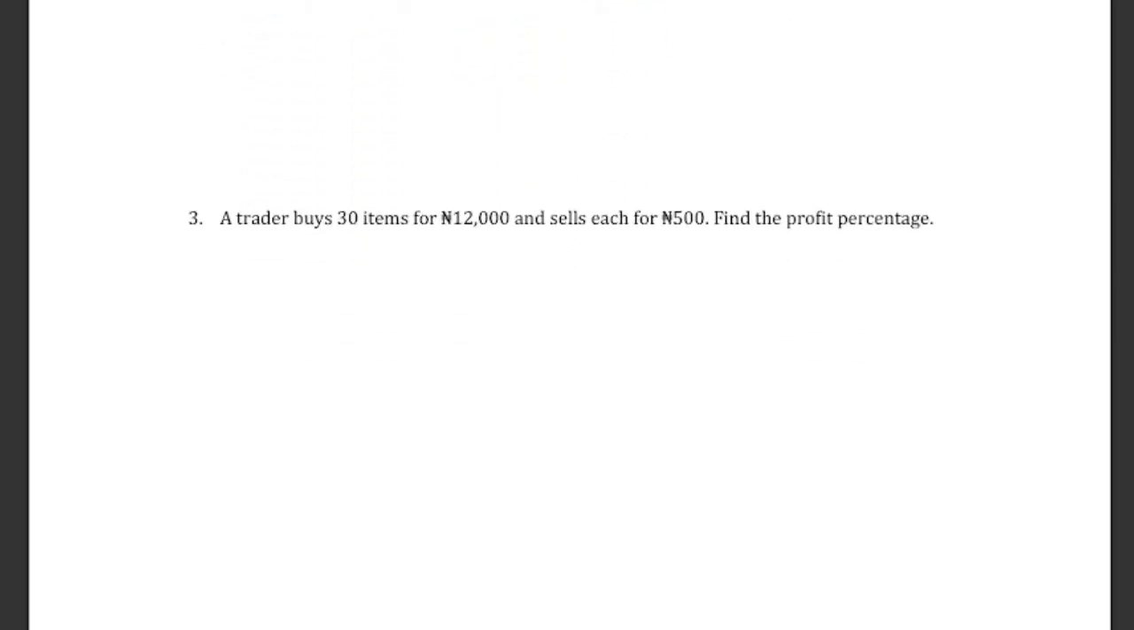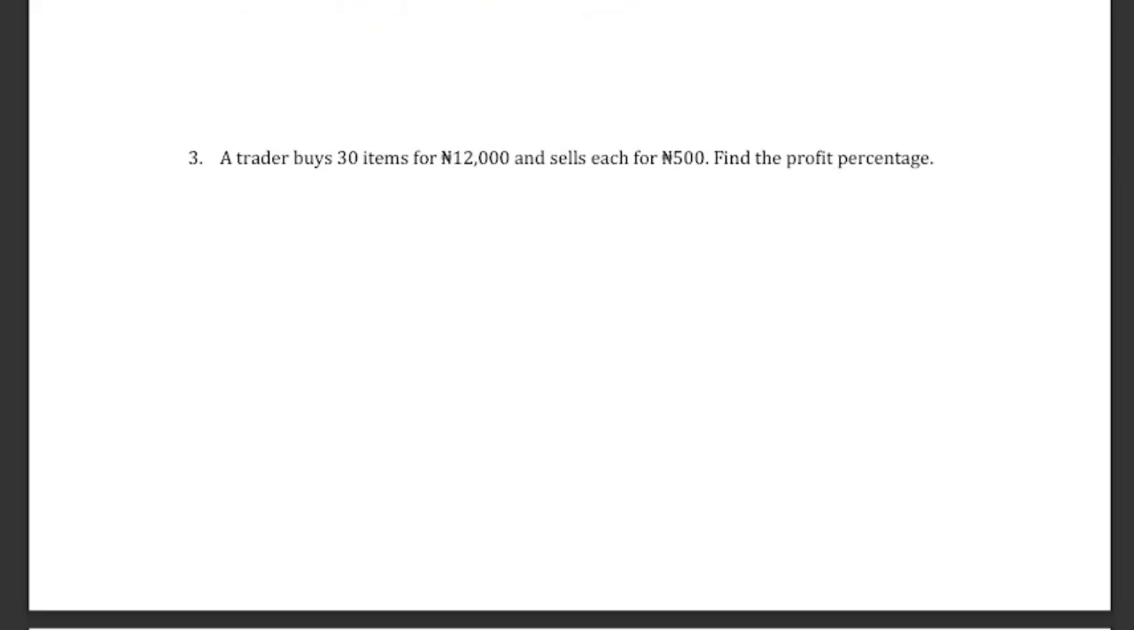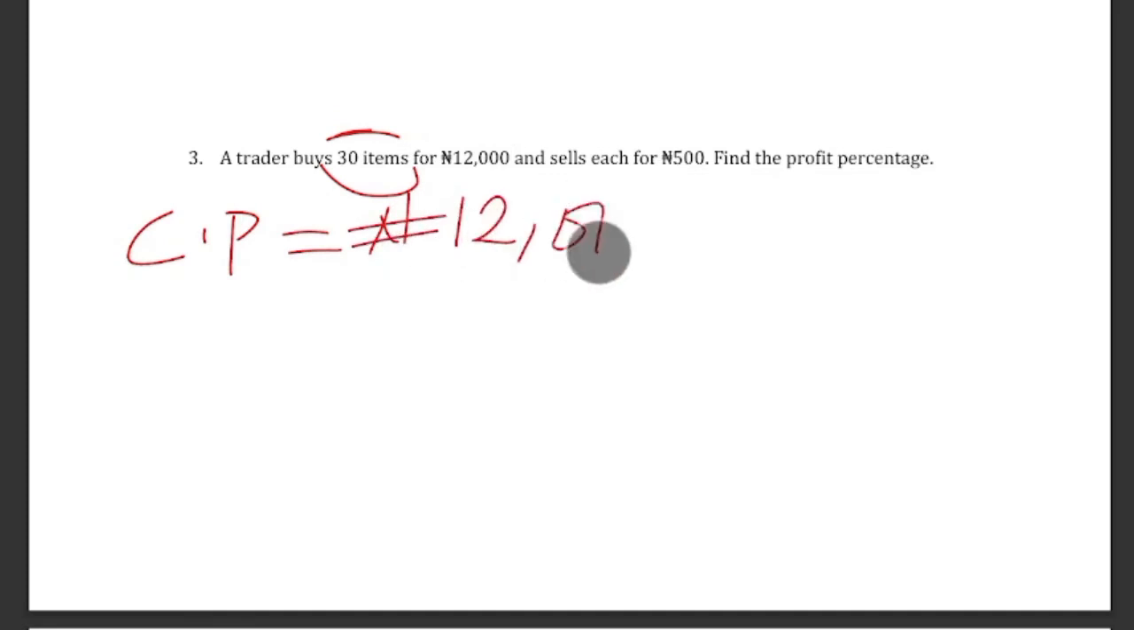All right. Okay, let's look at the third one. A trader buys 30 items for 12,000 naira and sells each for 500 naira. Find the profit percentage. In this type of question, you have to be very careful. We have 30 items. The whole of the 30 items was bought for 12,000 naira. Everything, 12,000 naira. But each item was sold for 500 naira. So we have known the cost price. The cost price is 12,000 naira. So we now need to calculate the selling price.